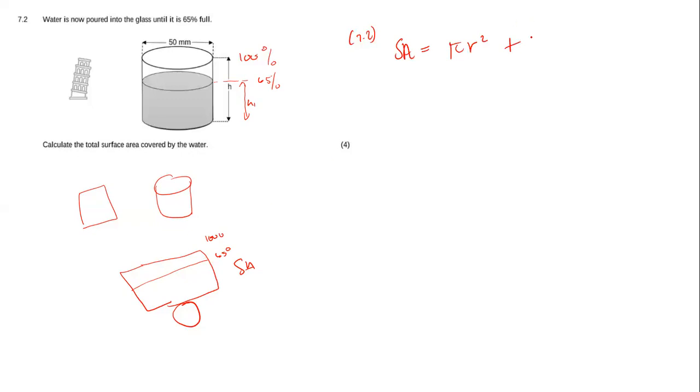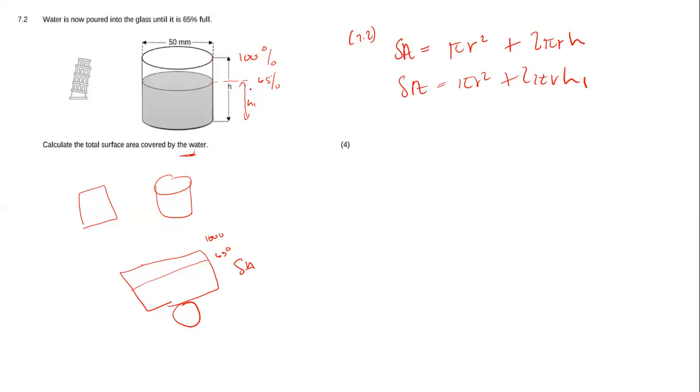So what is the area of that shape? We're going to say it's 2 pi r h, okay? And then you need to be careful. You need to calculate the total surface area covered by the water, that means from here to here. So the height that we're going to use is not the height that we calculated initially. We want this height, which is h1. So the surface area is going to be equal to pi r squared plus 2 pi r h1, not this height because it's 100%. The water is not there.